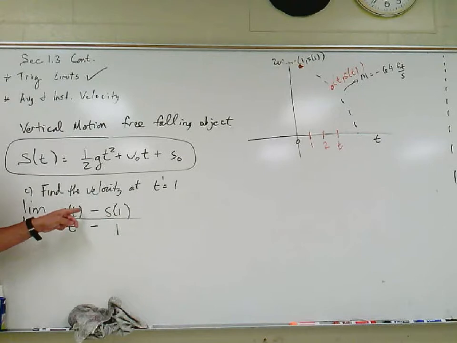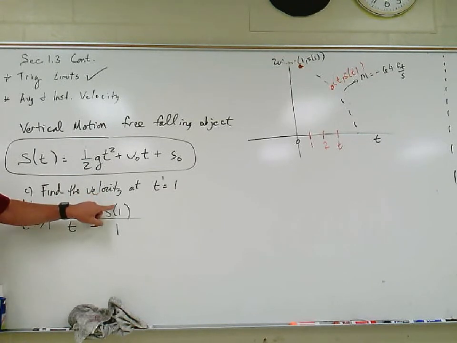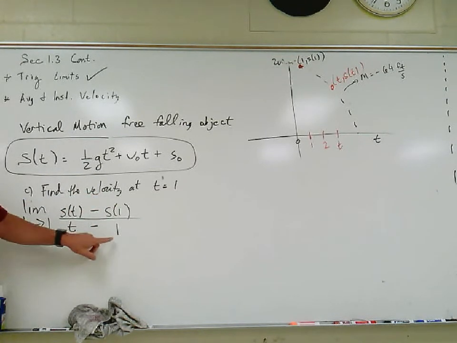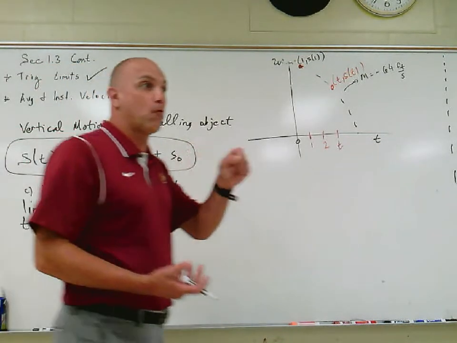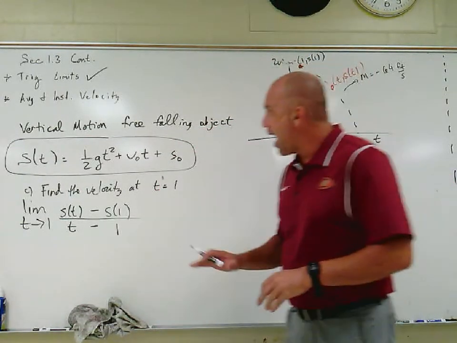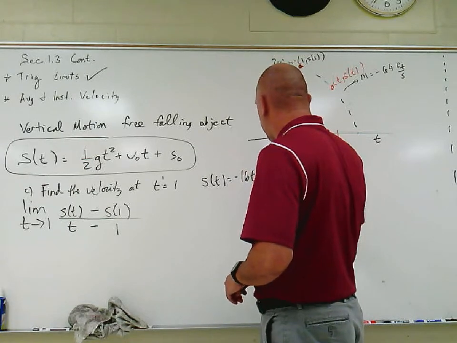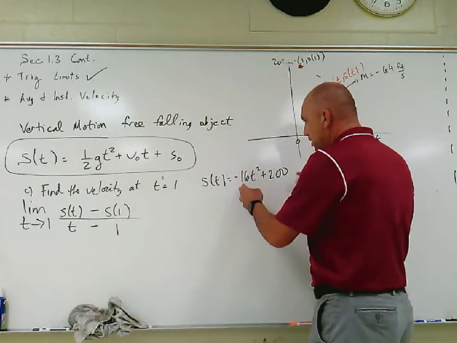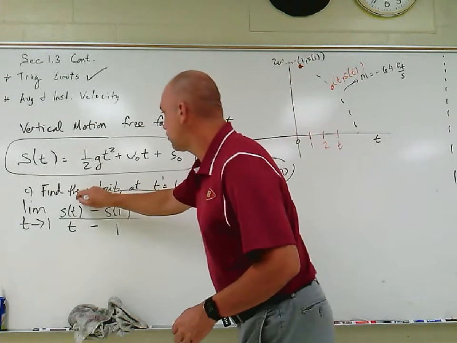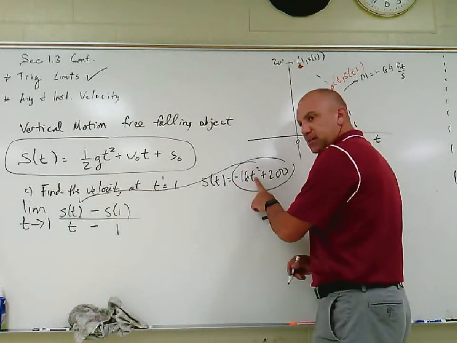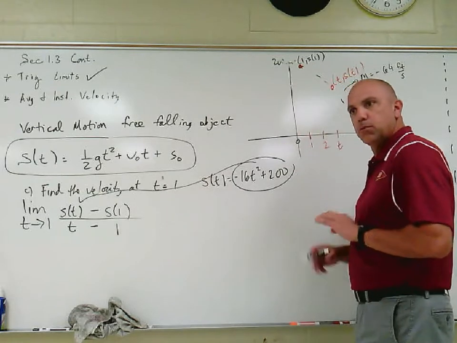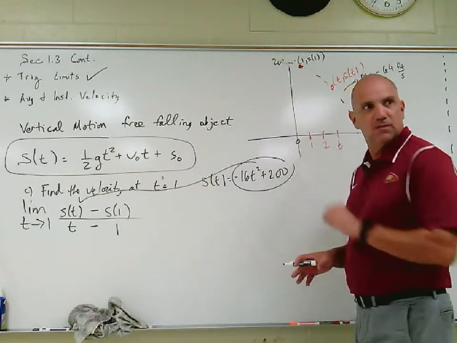If I try direct substitution, I mess the whole problem up. Because if I try direct substitution, look what happens. S of 1 minus S of 1 over 1 minus 1, what do I get? 0 over 0, but you get an indeterminate form. And remember your position function, it was this, it's not pretty, negative 16t squared plus 200. So here's what you're going to do. This, of course, goes in place for S of t. Then plug a 1 in and see what your answer is, plug that there. Plug everything in and see if you can simplify the expression.